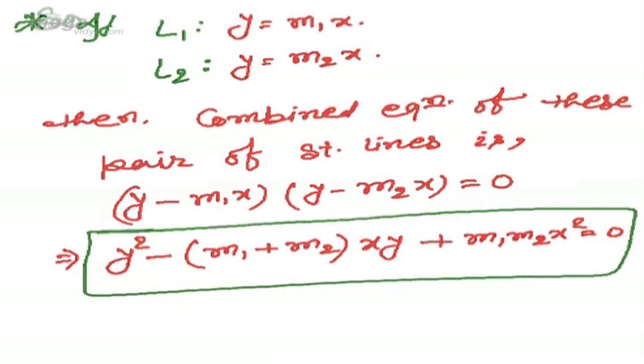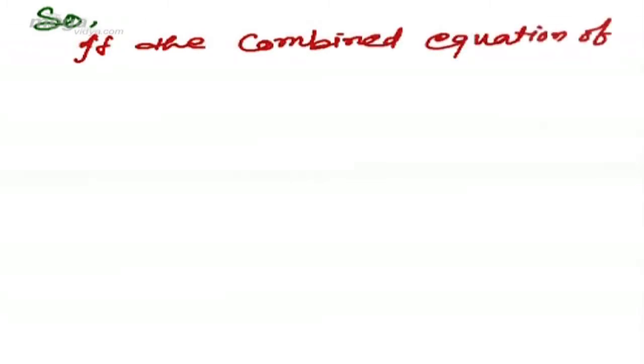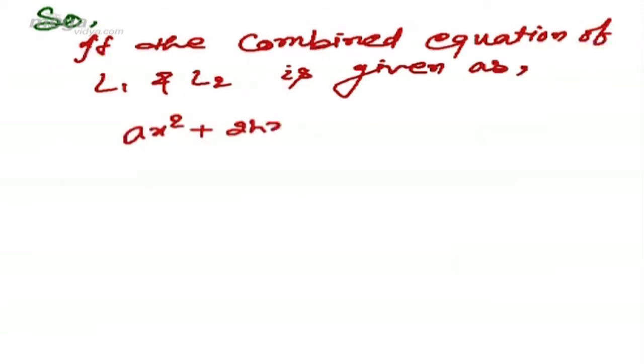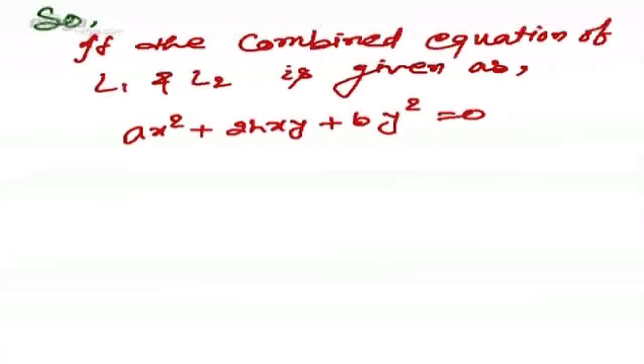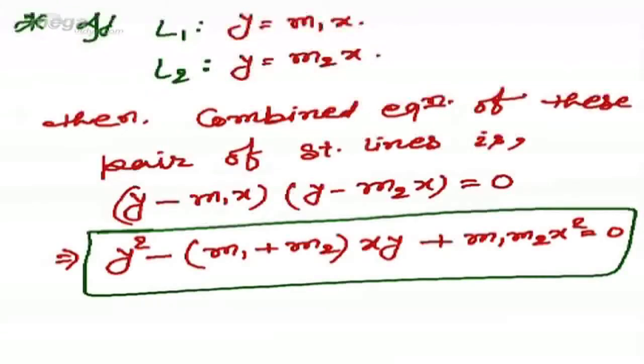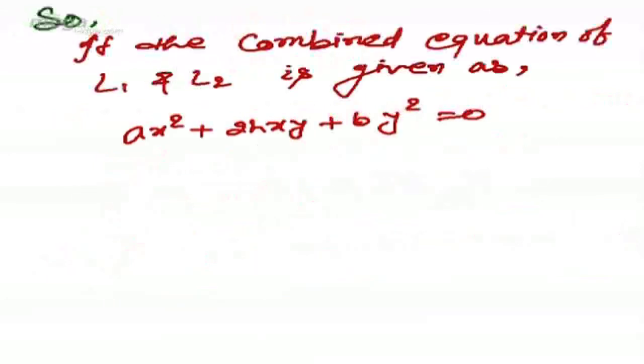This is the combined equation when the individual equations of the straight lines are y equal to m1x and y equal to m2x. So if the combined equation of L1 and L2 is given as ax square plus 2hxy plus by square is equal to 0, then what will be the relationship between m1, m2 and a, h and b? To get this relation, we will write this equation in this form. We will make the coefficient of y square 1, so we will divide the whole equation by b.